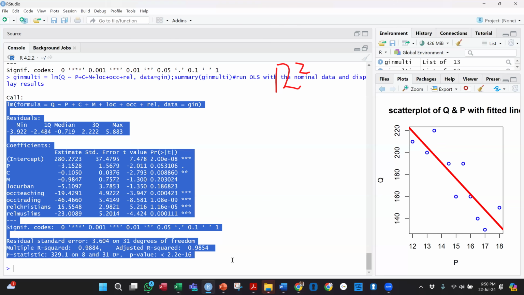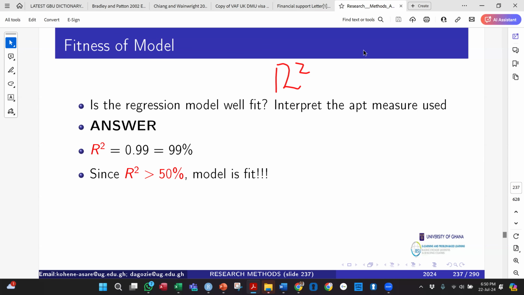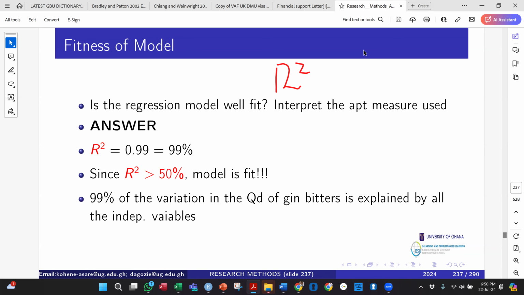So based on this, would you say that the R square is reliable or is not reliable? It's reliable. Why? It's more than 50%. Good. That is how you're able to confirm that the regression model is well fit. So I also see the adjusted R squared. Yeah, I was coming to that. Okay, thank you. Now you got to know how to interpret this very R square. Because you already know that the value is 99%.